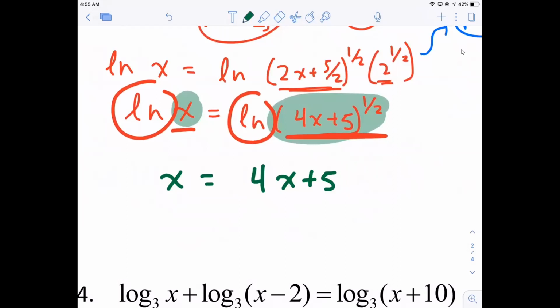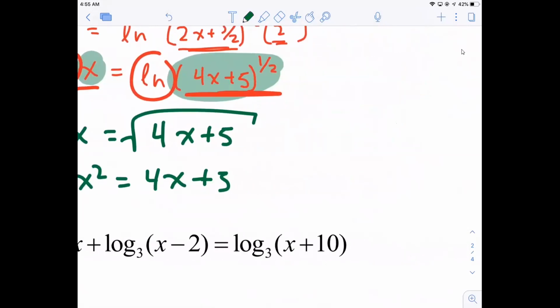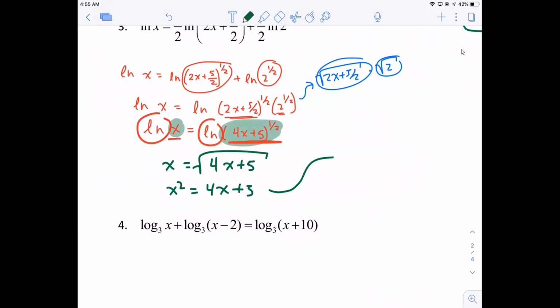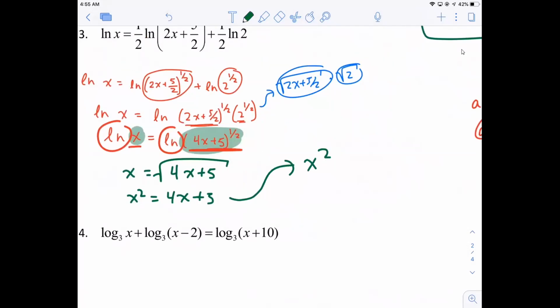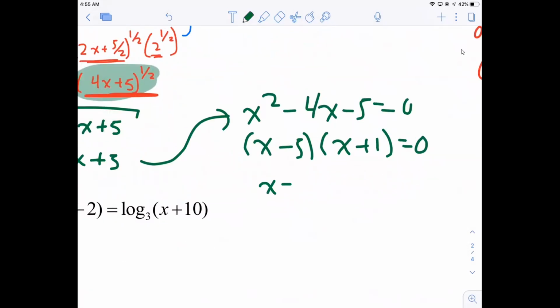So change it to that, square both sides. We get x squared equals 4x plus 5. And again, that's a quadratic now. Let's factor: x minus 5, x plus 1, solutions of x equals 5, and x equals -1.